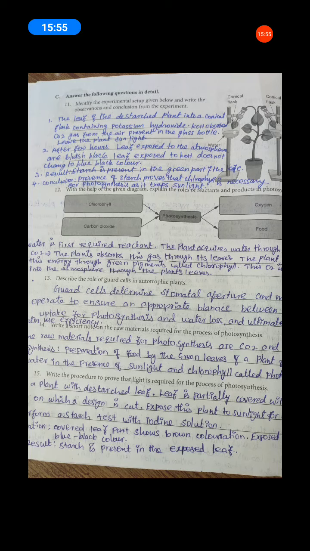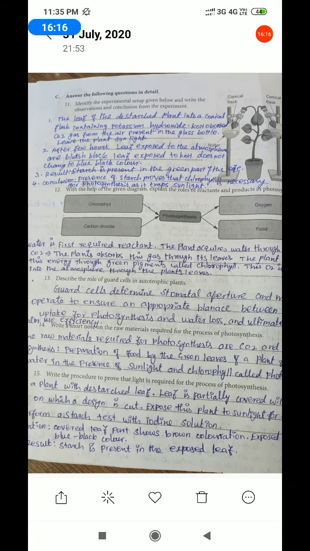Okay, this week's homework: complete the workbook for chapter 1, nutrition in plants. All of you complete this chapter workbook and all 5 worksheets. Okay, thank you, students.